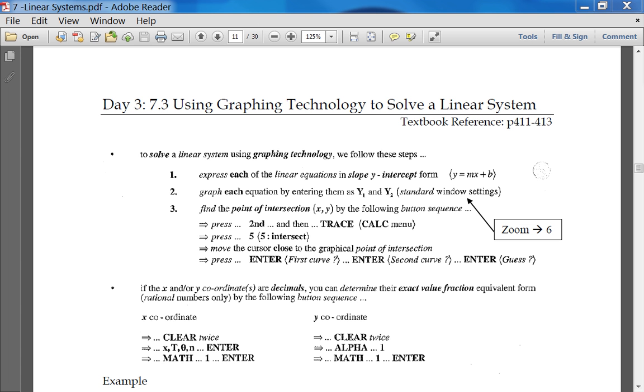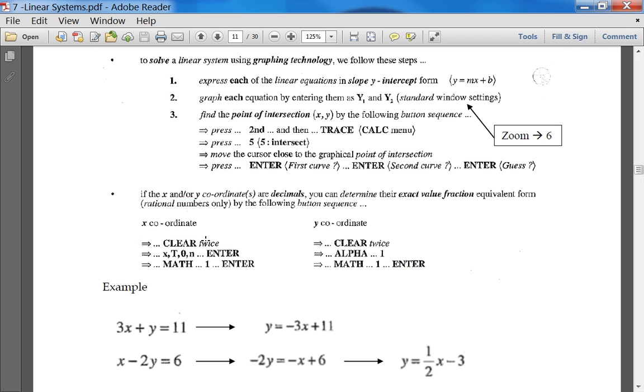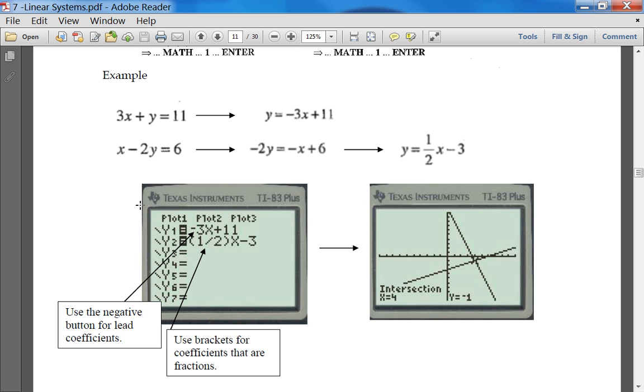So to find the point of intersection, you follow these button sequences. You hit second trace. You don't have to do this right now, but we're just showing you how to do it. Second trace, and then you hit number 5, and then you hit enter 3 times. That's how it's done. And I wouldn't worry too much about this second bullet here.